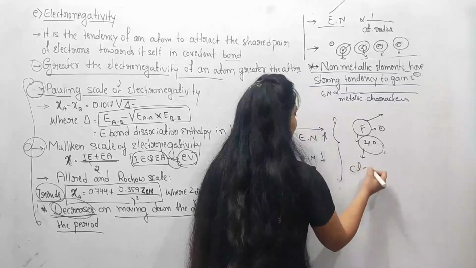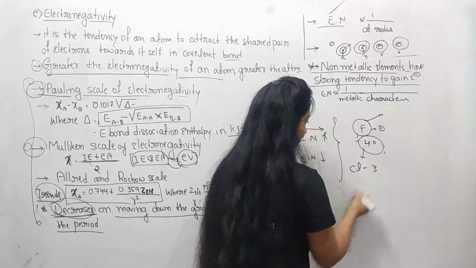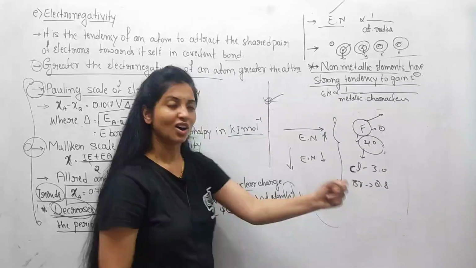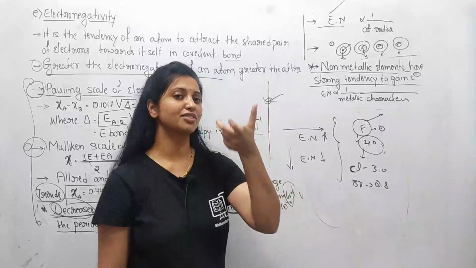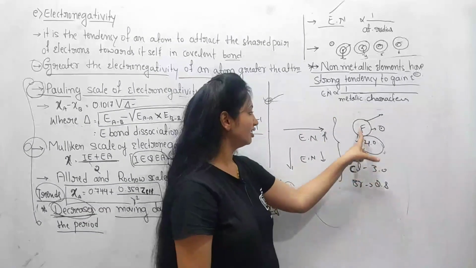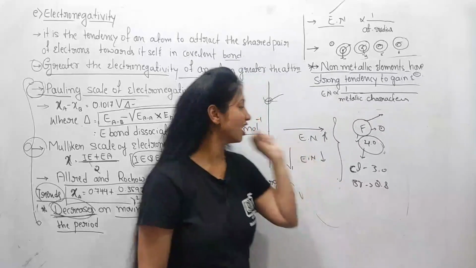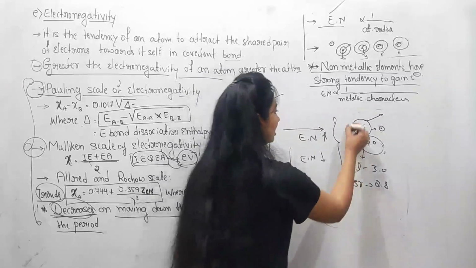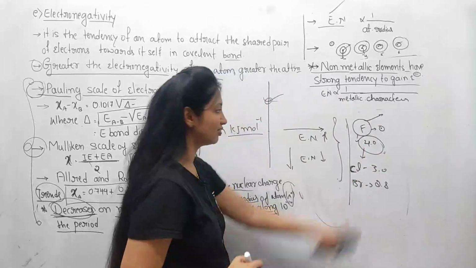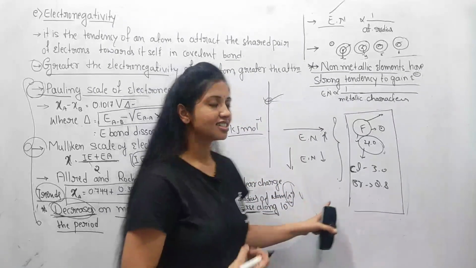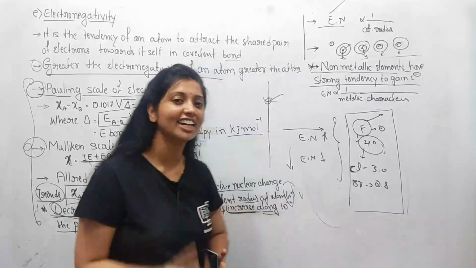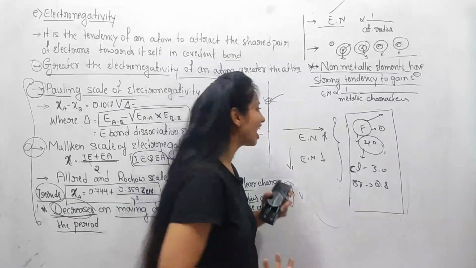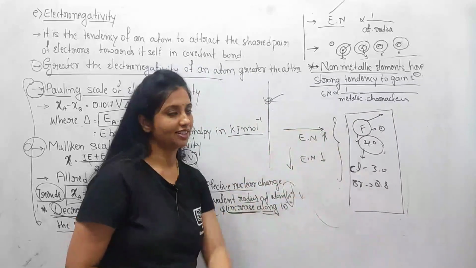Like chlorine has an electronegativity value of 3.0 and bromine has an electronegativity value of 2.8. Like this, all elements' electronegativity values are less than 4, which means the highest electronegativity in the periodic table is the fluorine atom. Why did I prefer the halogen group here to explain the electronegativity values? Because the 17th group elements have a high tendency to attract the shared pair of electrons towards themselves, meaning they have more electronegative properties.